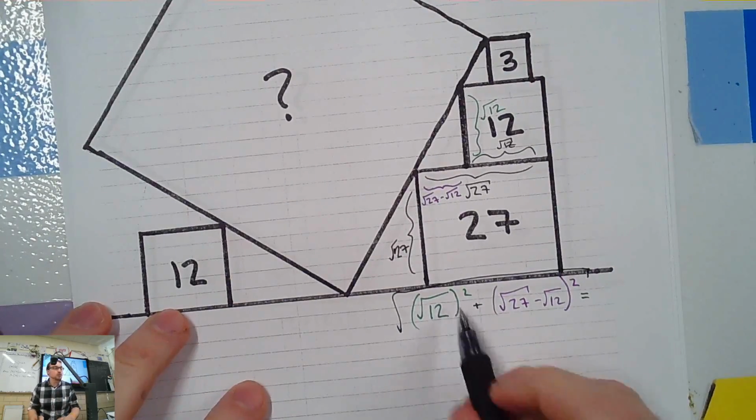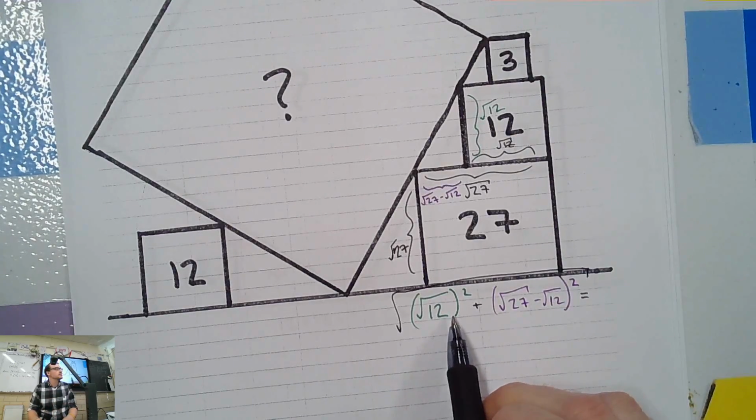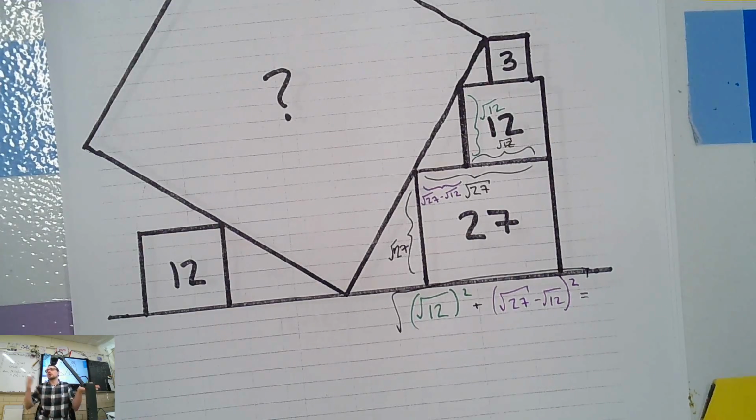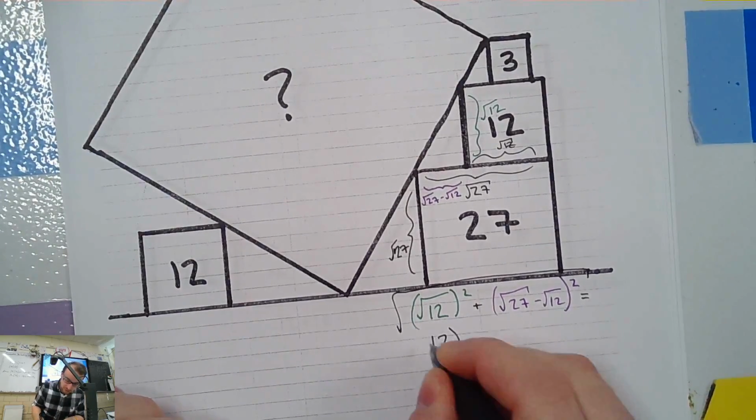So what is root 12 squared? What's root 12 squared? Squaring a number means times it by itself. What's root 12 times root 12? 12. Right? Squares and square roots cancel. That's the whole point. So that's 12.